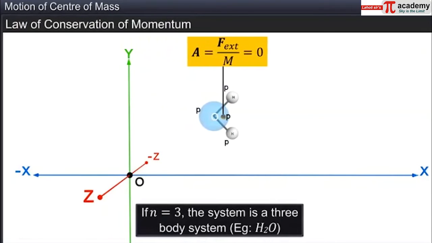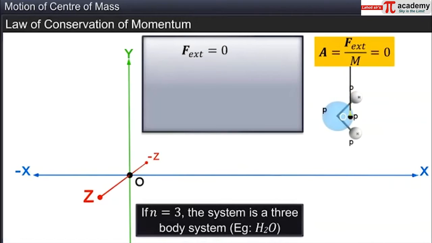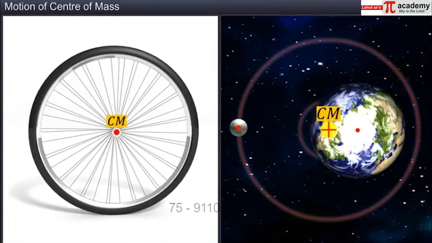If the external force acting on the system of particles is 0, then F external is equal to 0, dp by dt is equal to 0 and p is constant. This is the law of conservation of momentum applicable to a system of particles, which states that if the total external force acting on a system of particles is 0, then the linear momentum of the system is constant. A rigid body may have both translational and rotational motion.